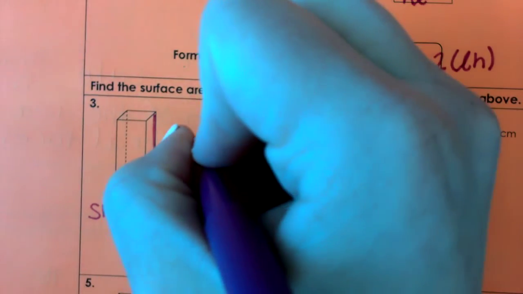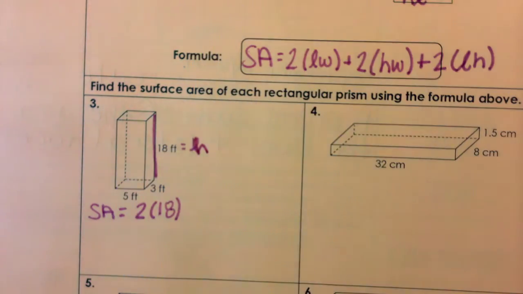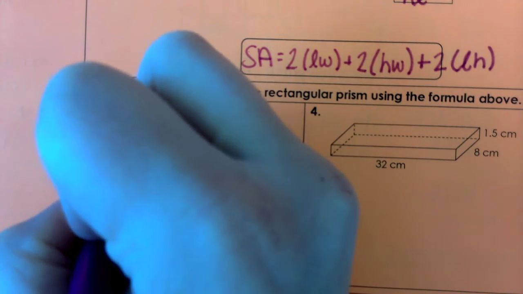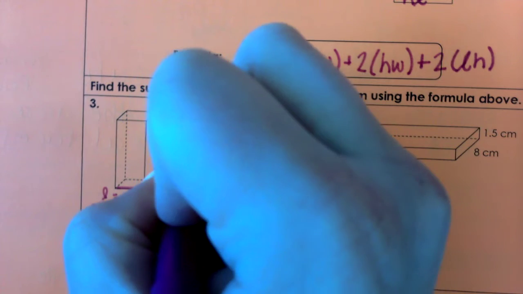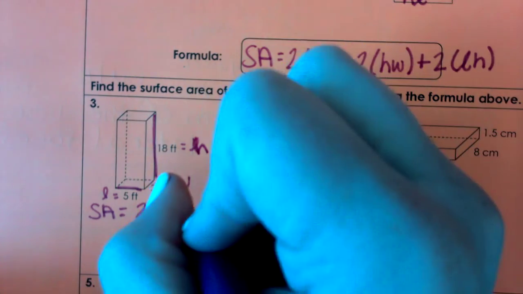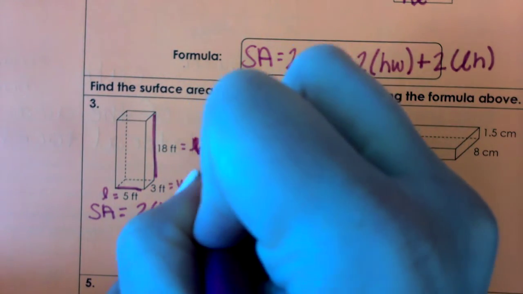This would actually be our height, yes. This would be our height because it's straight up and down. That's what I was saying. Yep. This would be our length, and 3 would be our width. So we're going to take our height times our width, so length times width.